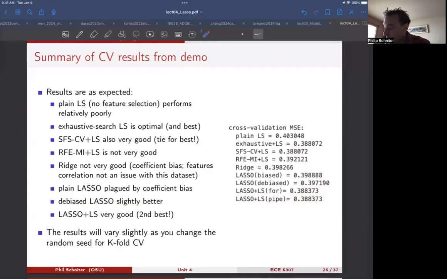Something to keep in mind here is that these numbers will change if you run things again with a different seed, the seed that's used for the shuffling in k-fold cross-validation. So yeah, this is just one experiment, but the trends here are what we would expect to see.